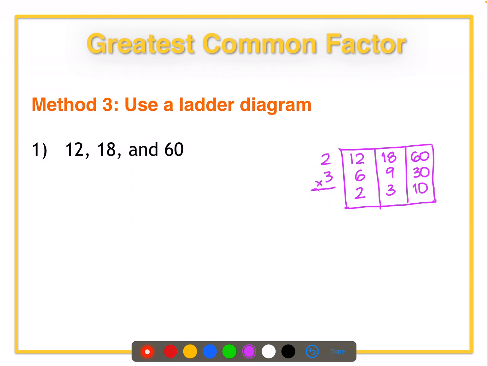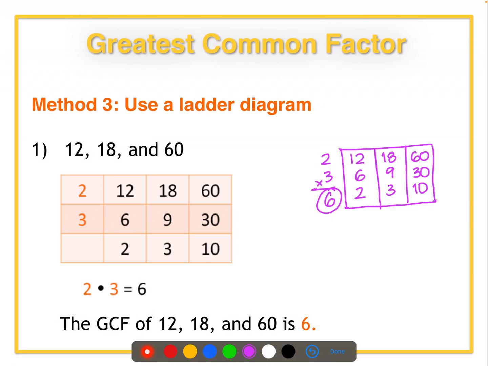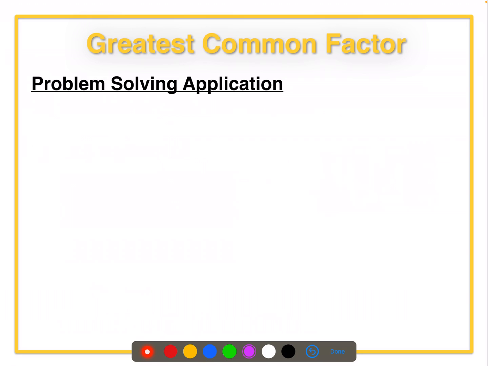Okay. If I cannot divide anymore, that means I finish, and that my greatest common factor is the multiplication of 2 times 3. So that would be 6. So it's the same I did here. So as you can see, the greatest common factor is 2 times 3, that is 6. So the greatest common factor of 12, 18, and 60 is 6.